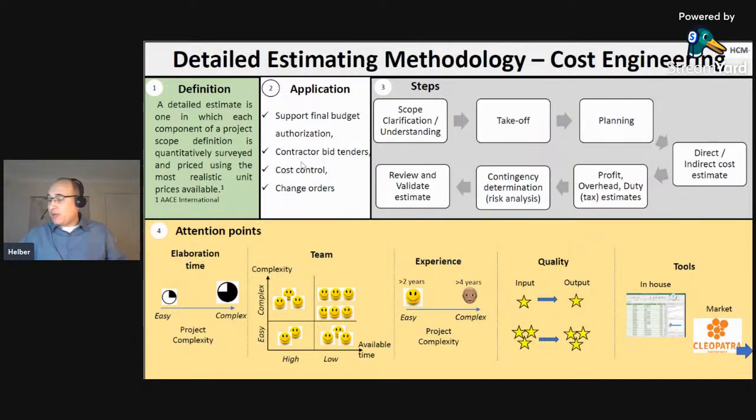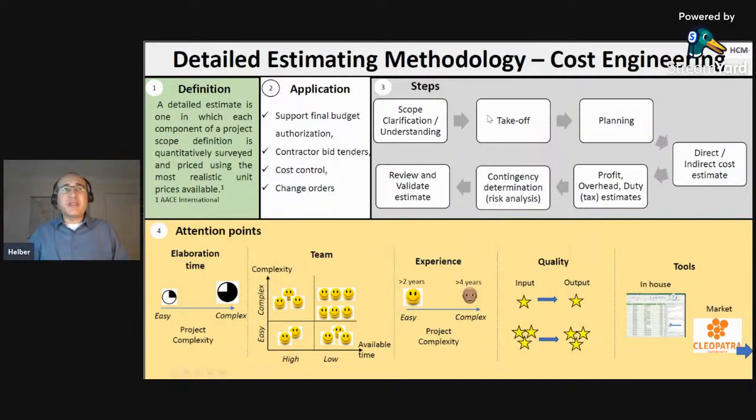First, you need to understand your scope very clearly. You need to understand what you want very clearly, because this is one of the big problems that we have around the world: when the scope is not clearly defined, and you make an assumption, and then in the execution it is something different.